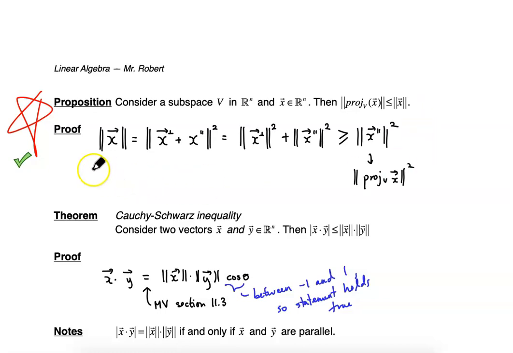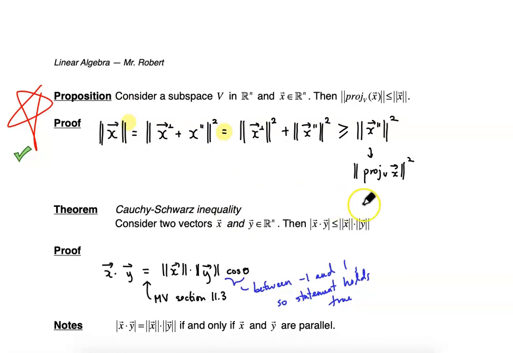So how does this work? We start by splitting x into the two components that we saw before, and since we know these two components are perpendicular, this equal sign comes from applying Pythagoras, and therefore we can see that this must be greater or equal to the magnitude of the projection squared. If I look back here, there's a little square missing here. No big deal.